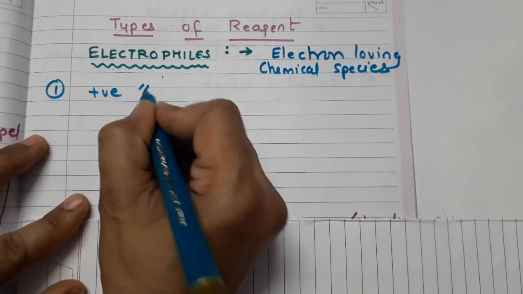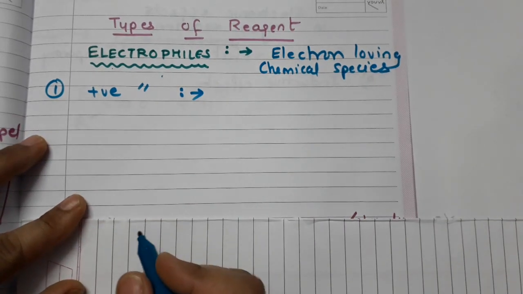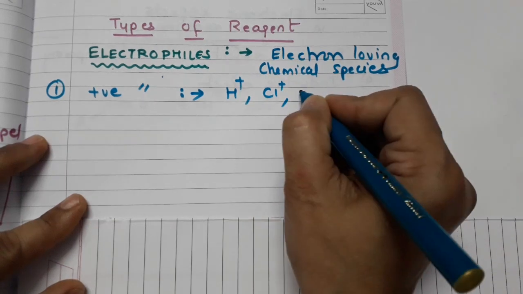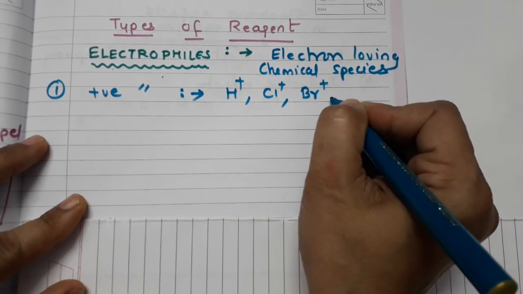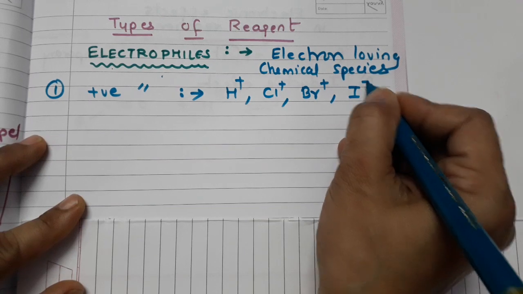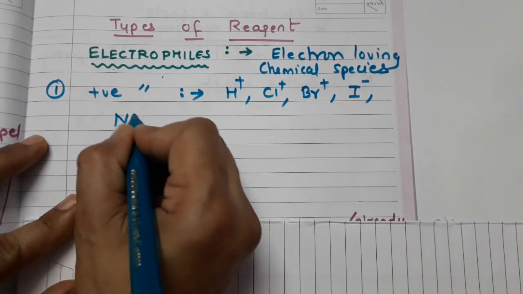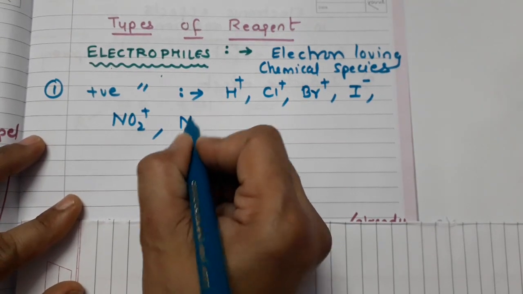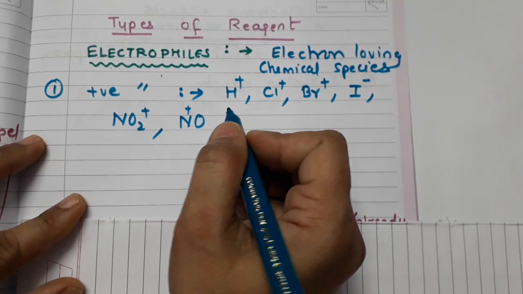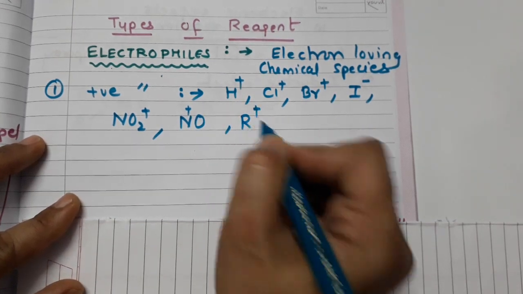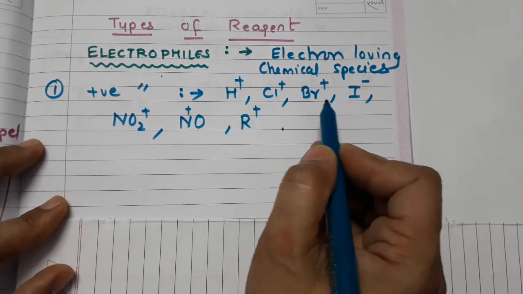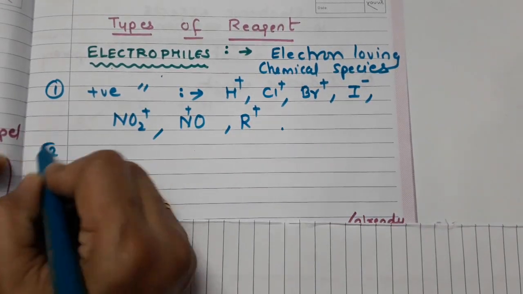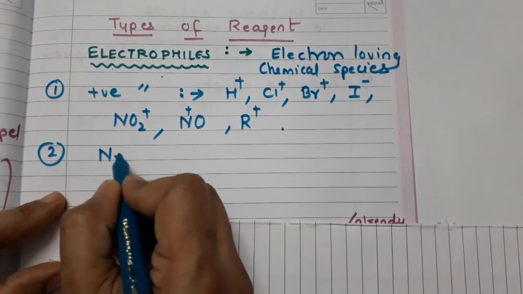First is positive electrophile, and the examples of positive electrophile, we have H+, we have Cl+, chloronium ion, we have bromonium ion, we have iodonium ion, we have nitronium ion. Students, you're going to see these examples in the reaction mechanisms in your higher class. Then we have carbocation also. So these positively charged ions are electrophiles.